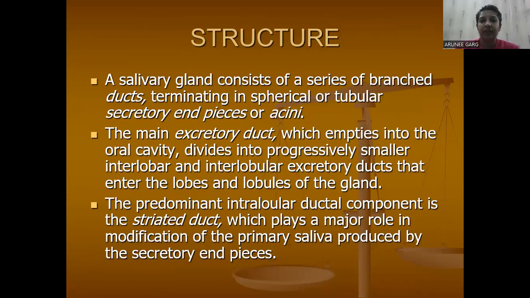The structure of the salivary gland. A salivary gland consists of a series of branched ducts terminating in spherical or tubular secretory end pieces or acini. The main excretory duct, which empties into the oral cavity, divides into progressively smaller interlobar and interlobular excretory ducts that enter the lobes and lobules of the gland. The predominant intralobular ductal component is the striated duct, which plays a major role in the modification of the primary saliva, which is produced by the secretory end pieces.